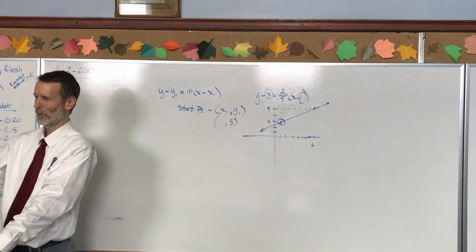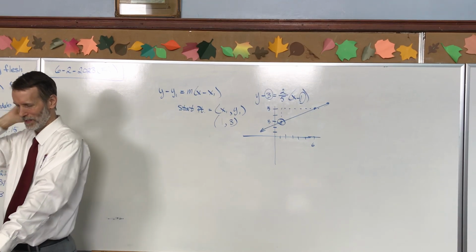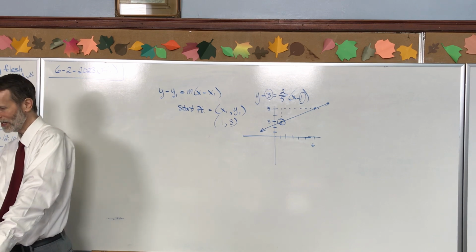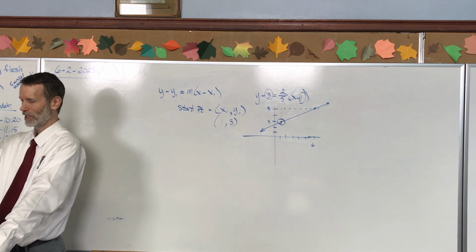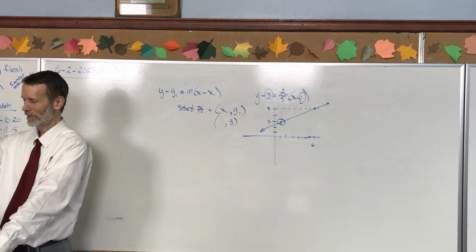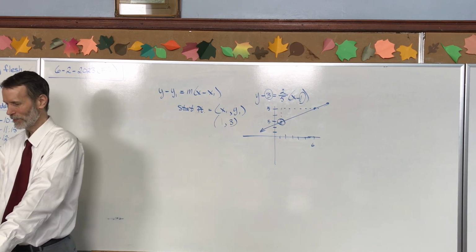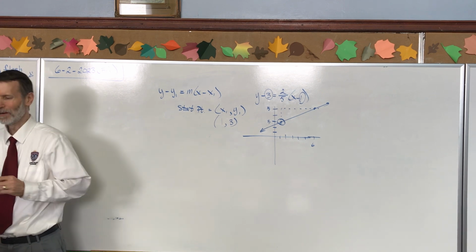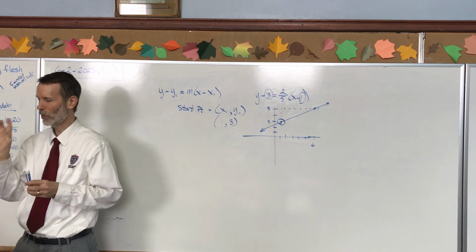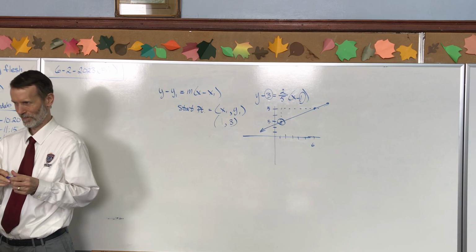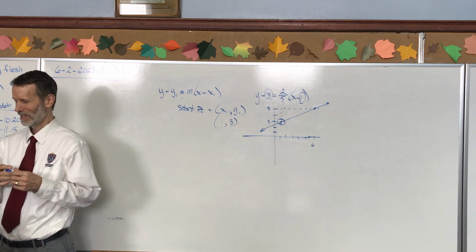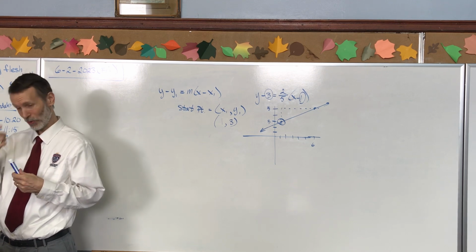Number 16, let me read that again. Number 15, x-intercept of 3, put a dot. Y-intercept of negative 5, put a dot, connect them. And number 16, there are two possible answers. Both of them require a slope of 1 over 4. 2 over 8 is correct, but you have to reduce.